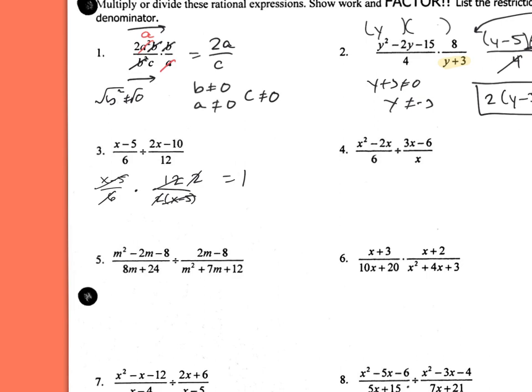Now we got to look at all of the denominators. So the denominators are 6, 12, this 6, and this 2 times x minus 5. And all we're looking for is a denominator that has a letter in it, and the only one is the x minus 5. So then our restriction is x cannot equal 5.